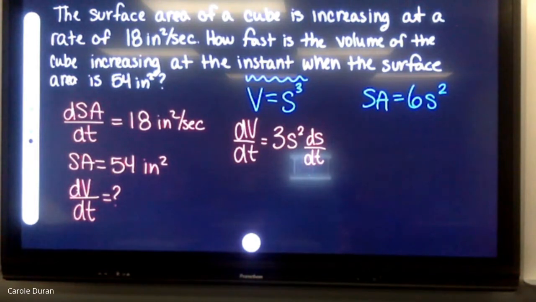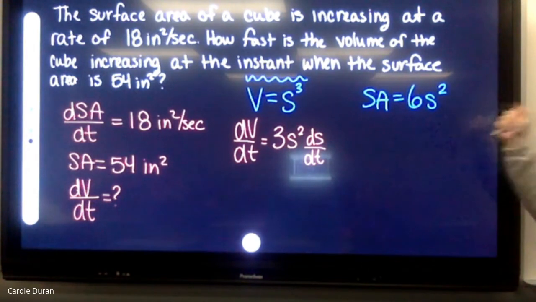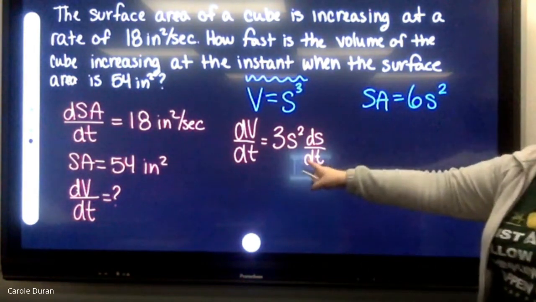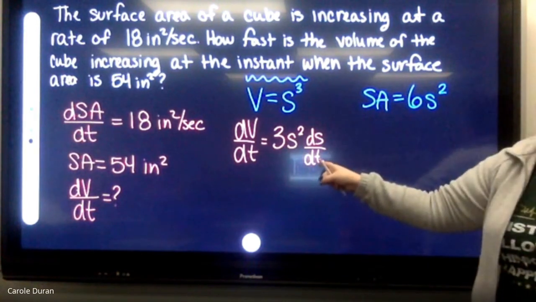I don't know what you're doing. Why would you take the derivative? Because I have to solve for ds/dt. The only way to do that is to take the derivative of an s, so that I can plug it in here. So I have to differentiate this. Otherwise, I will never have a ds/dt to plug in.